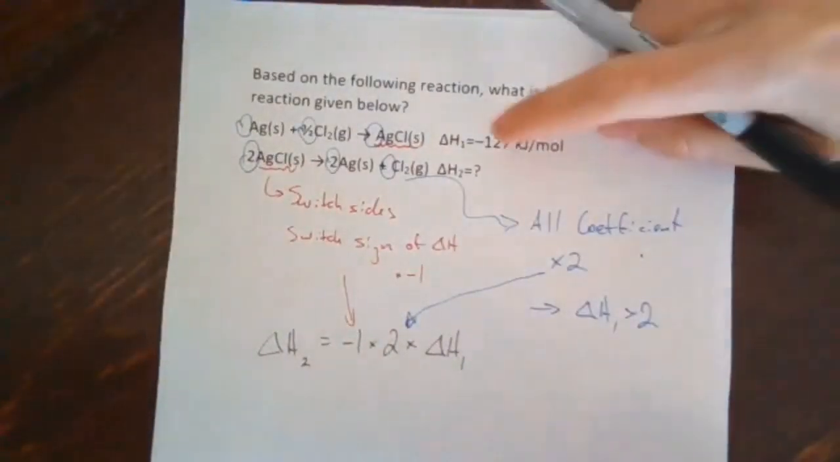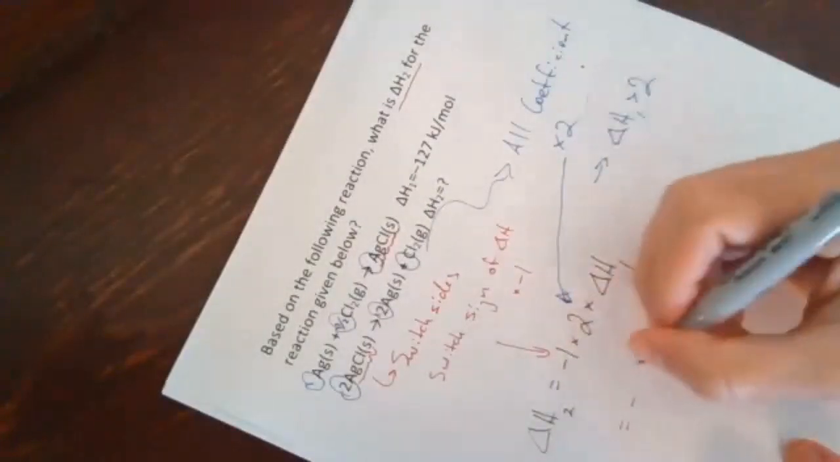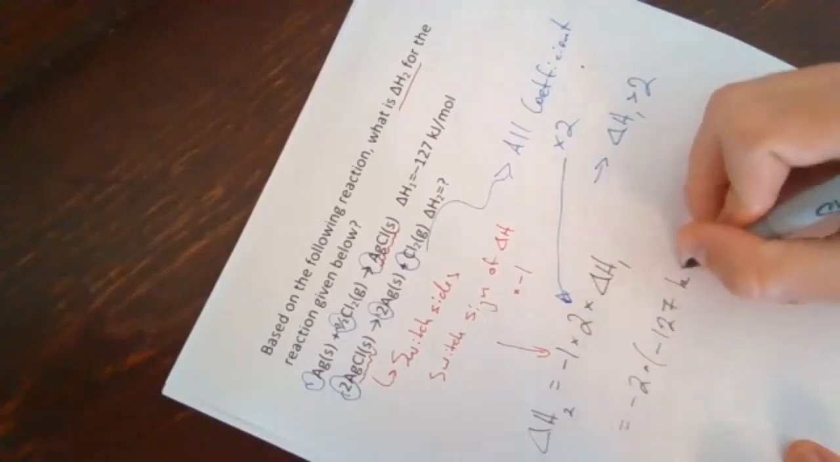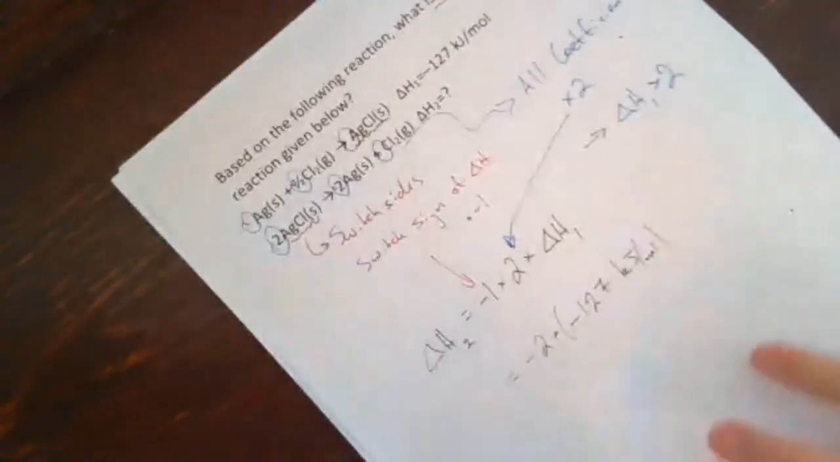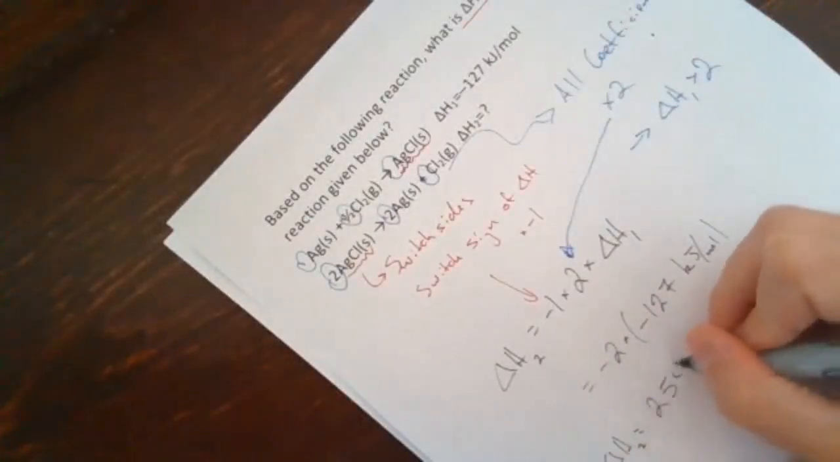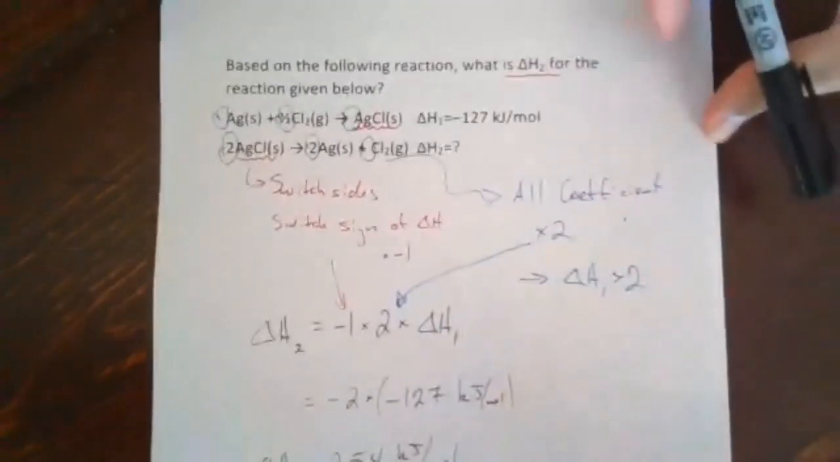And so what I can do is just plug in. That is -1 times 2 is -2 times -127 kilojoules per mole. And if I do that, I would get that delta H2 is going to be equal to 254 kilojoules per mole.